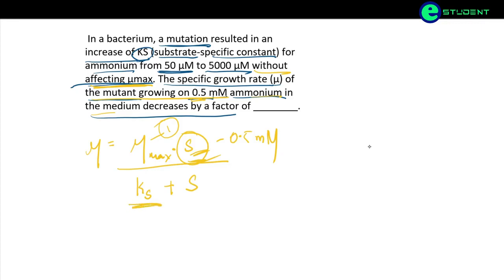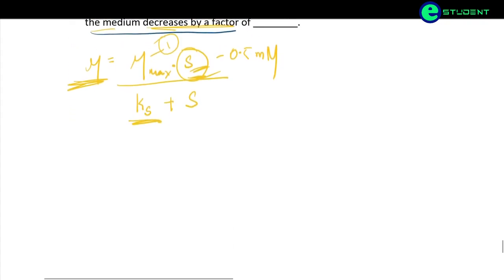So what is Ks here? Actually there are two Ks given, one before the mutation and one after the mutation. So we have to calculate both. First we calculate before the mutation and then after the mutation, and the difference between the two is going to give us the change in mu. That will show us by what factor it has decreased. So now let us solve this.